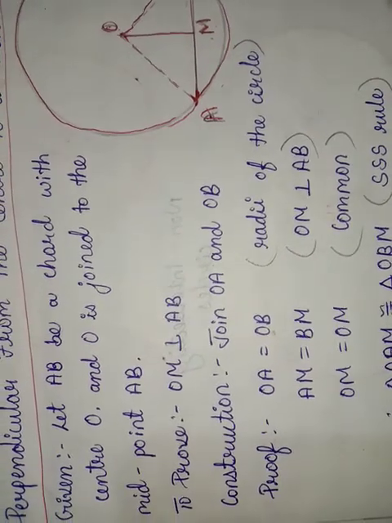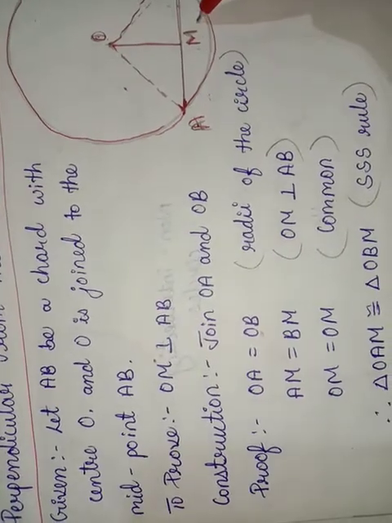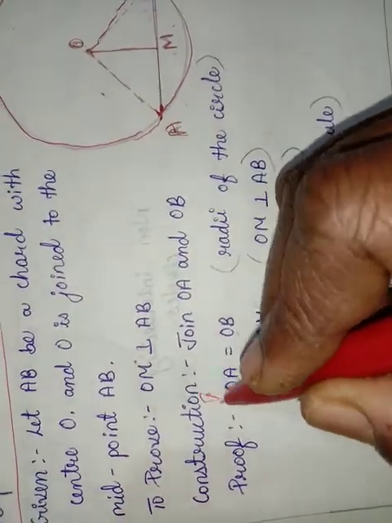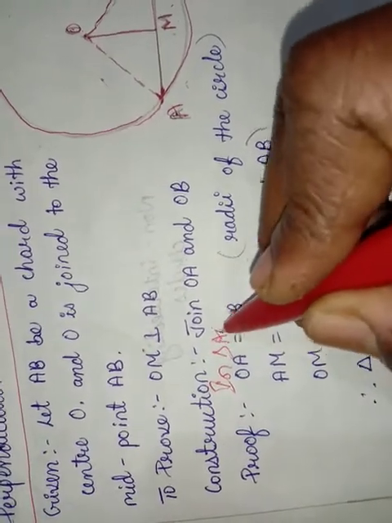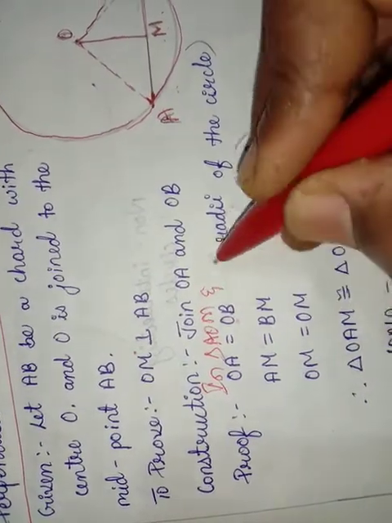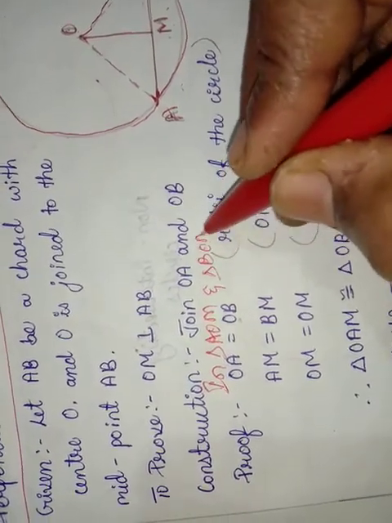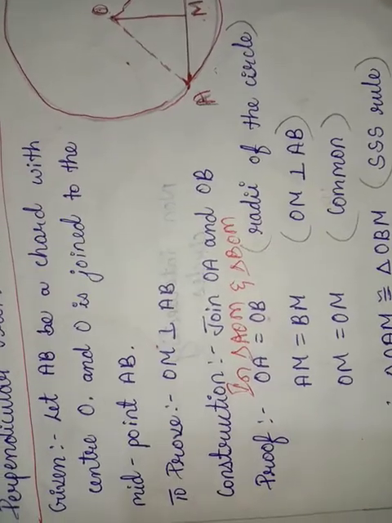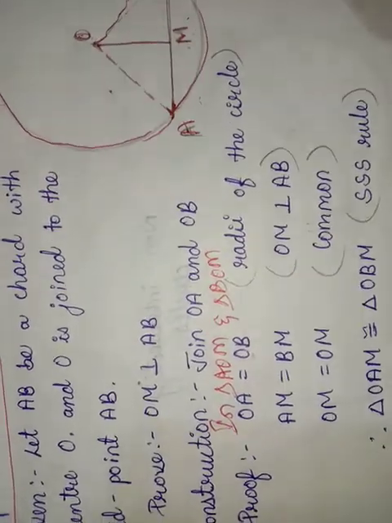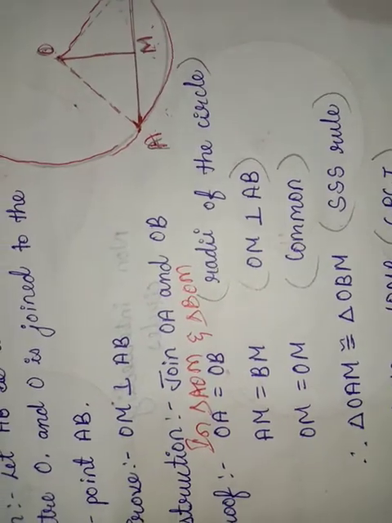Then in the proof, we are comparing two triangles: triangle AOM and triangle BOM. In these, OA is equal to OB, reason being radii of the circle, and AM is equal to MB.